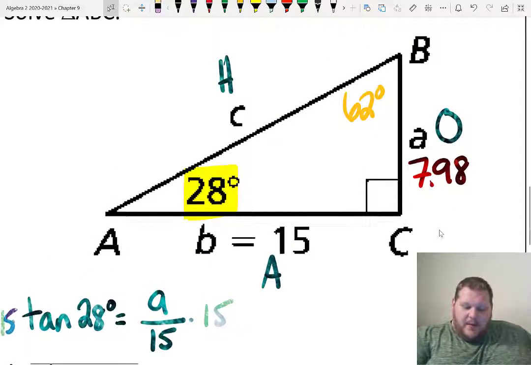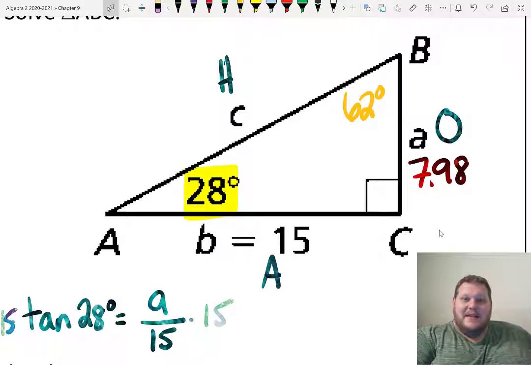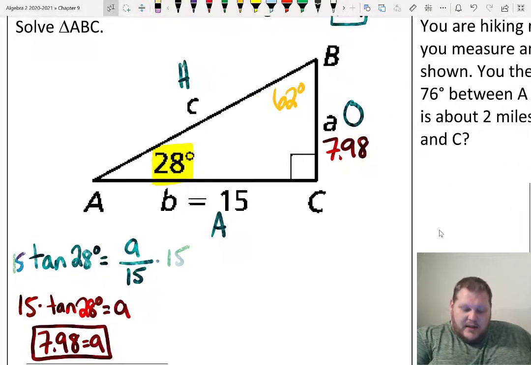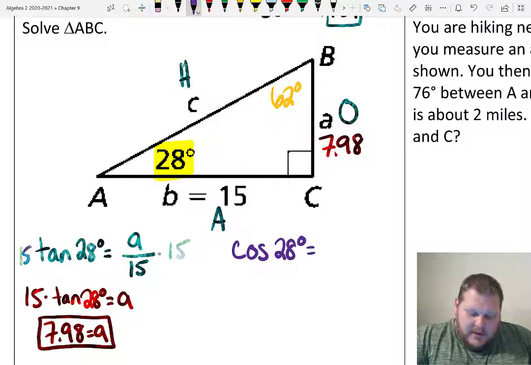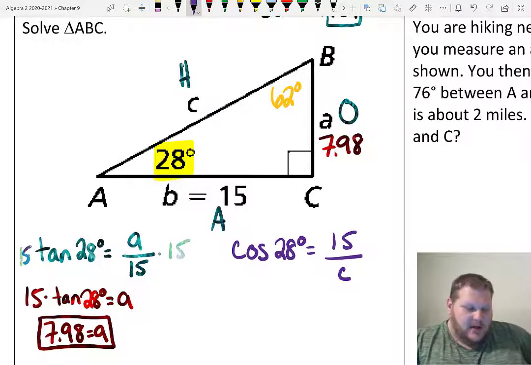So now I'm finding side length C, which is my hypotenuse. I know my adjacent, which is 15, and I know my hypotenuse is what I'm looking for. My adjacent and my hypotenuse always work together in cosine, right? CAH, so CAH-TOA, cosine is adjacent over hypotenuse. So I'm once again going to set up an equation, and in this case, the cosine of 28 degrees is equal to my adjacent over my hypotenuse, which is going to be little c.